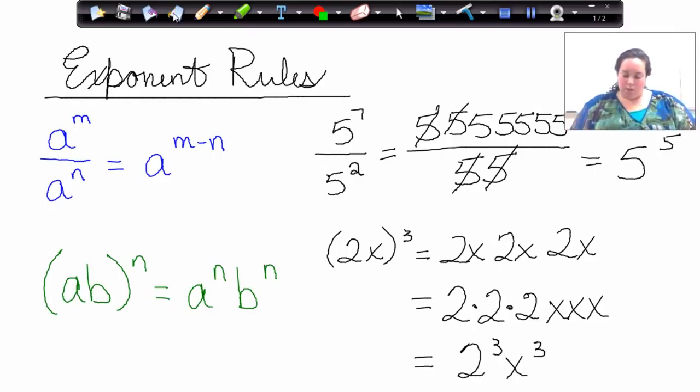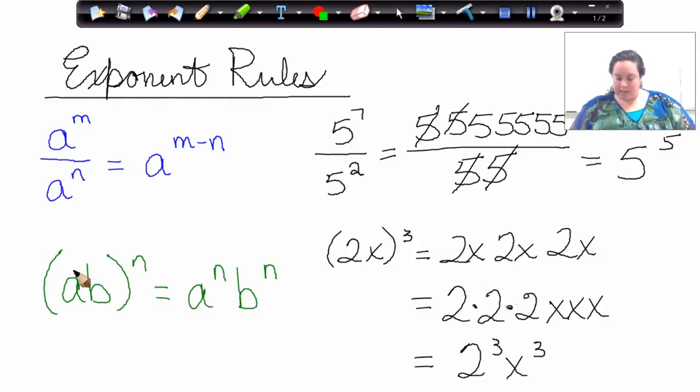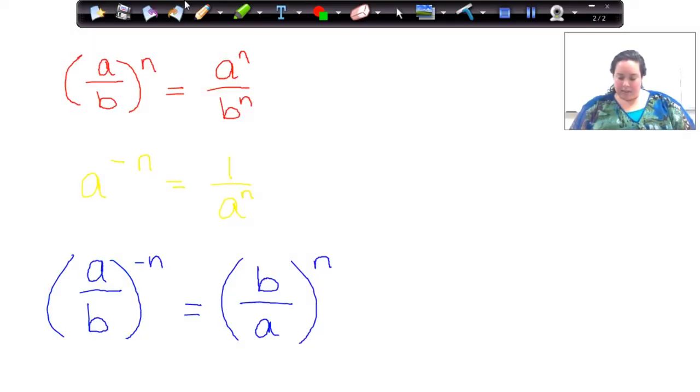Okay, 3 more. We have 2 bases being divided raised to a power. That is the same as this one right here, except here we were multiplying and here we are dividing, but it is the same thing. And then this one, a raised to a negative power, or any base raised to a negative power, is going to be 1 over that base to the positive version of that power. And this one is a direct consequence of this one up here.